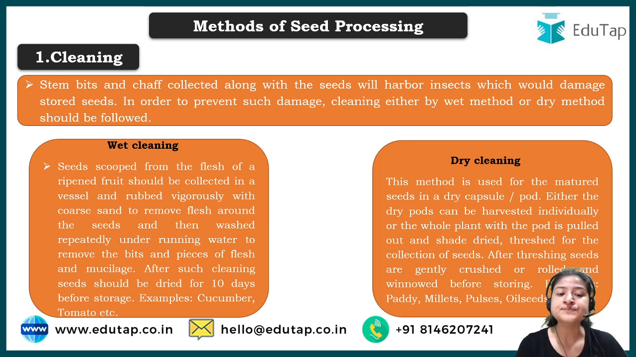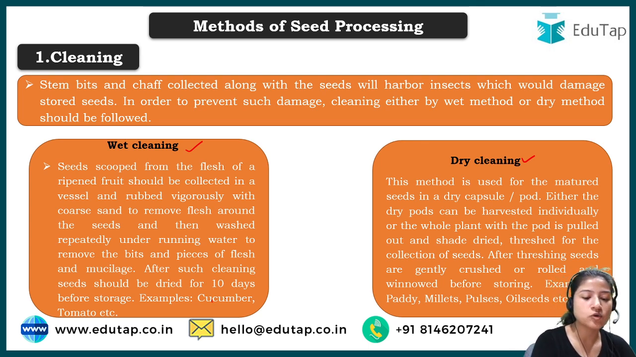So while collection, everything is at the same level, and we have to do cleaning to separate seeds from the dust particles or whatever waste has been collected along with them. There are two methods. One is wet cleaning, second is dry cleaning. Wet cleaning is usually followed in those crops in which we require the seed from some pulpy vegetable or fruit. For example, cucumber and tomato.